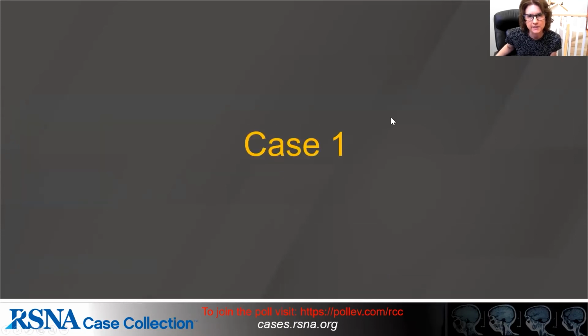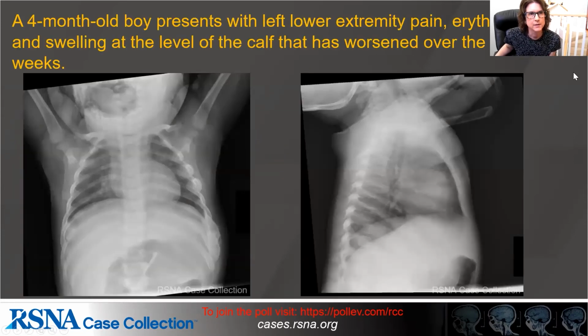Okay, first case. This is a 4-month-old boy who presents with left lower extremity pain, erythema, and swelling at the level of the calf that has worsened over the past 2 weeks. And hopefully you can hear me okay. So I'll just draw your attention to the lateral parts of the ribs along the chest wall here on the left and on the right.